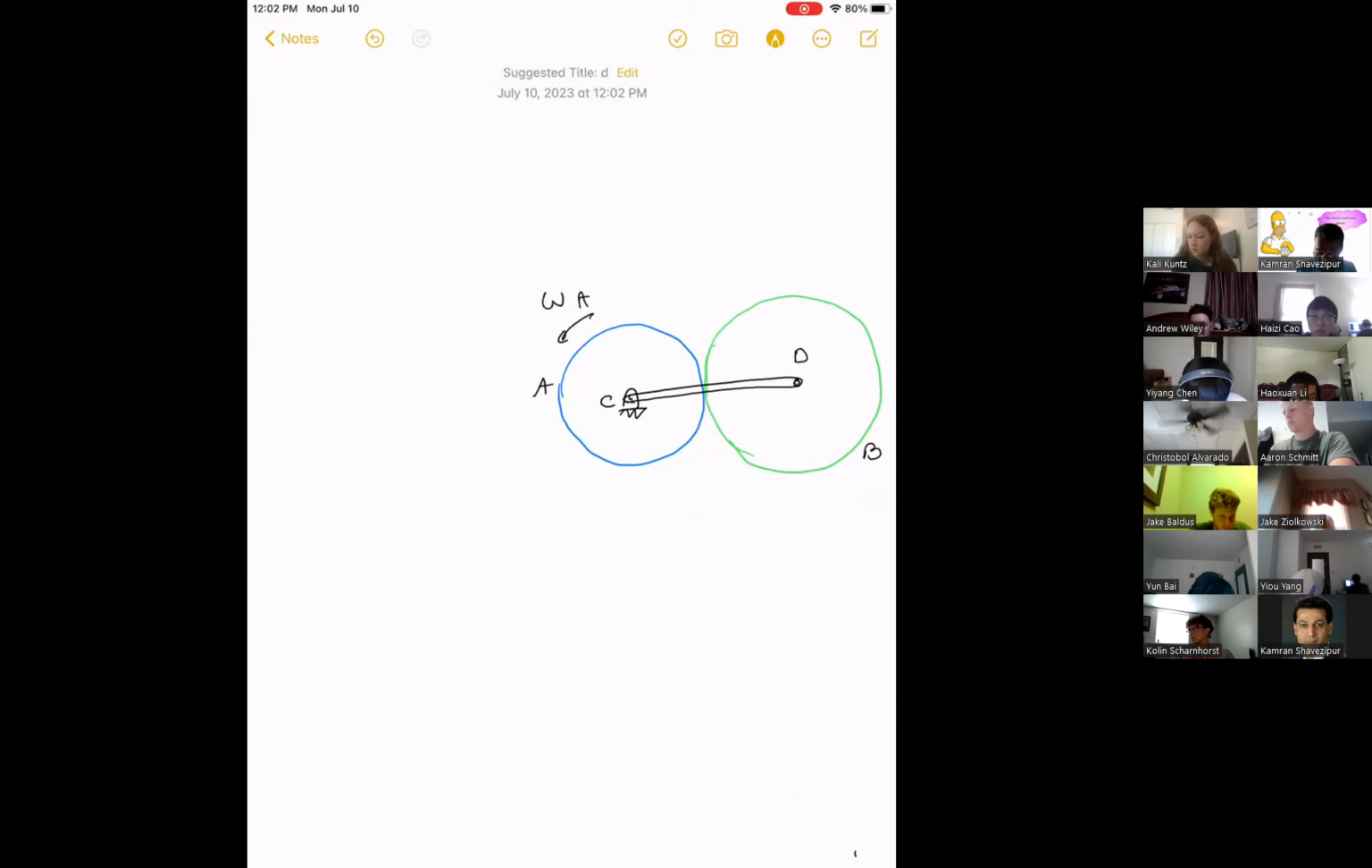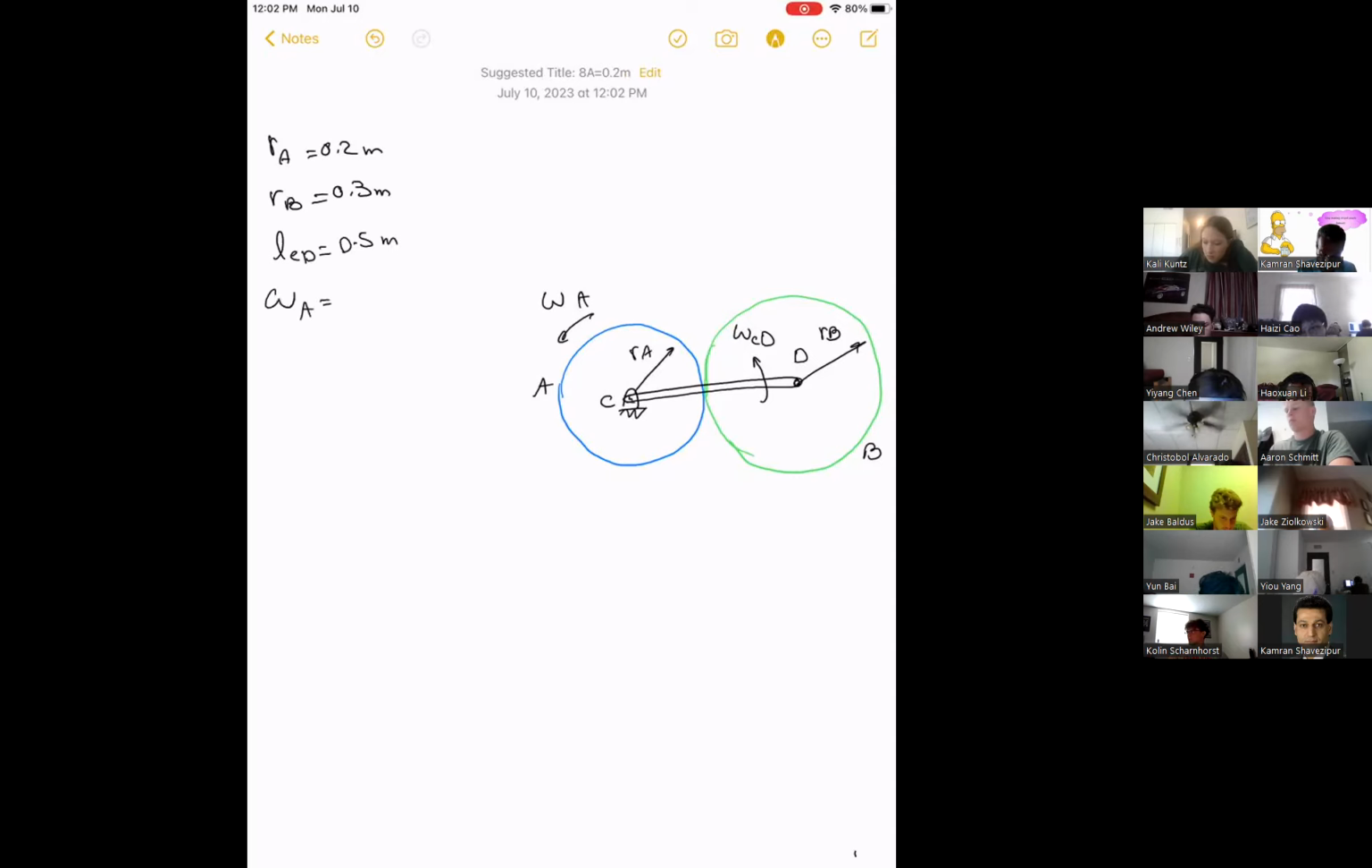Omega A, omega CD, and the radius: this is RA, this is RB. RA is 0.2 meter, RB is 0.3 meter. Obviously, LCD is going to be 0.3 plus 0.2, 0.5 meter. Omega A is 6.25, omega CD is 5 radian per second. These are the inputs, and we are looking for omega B.